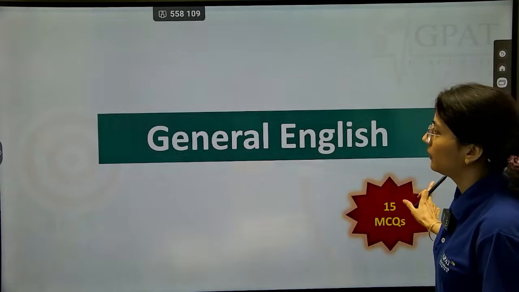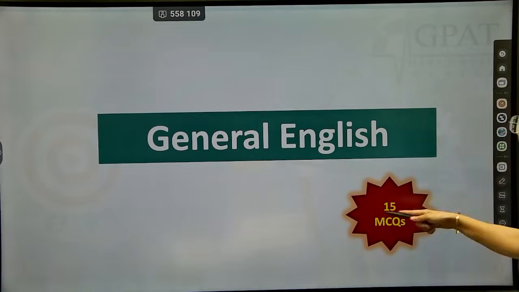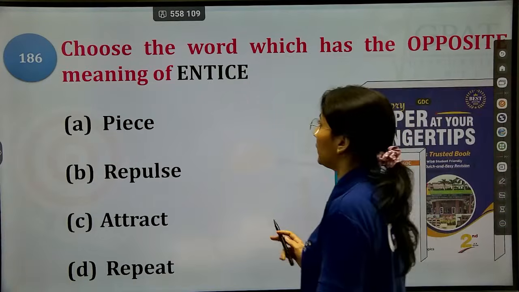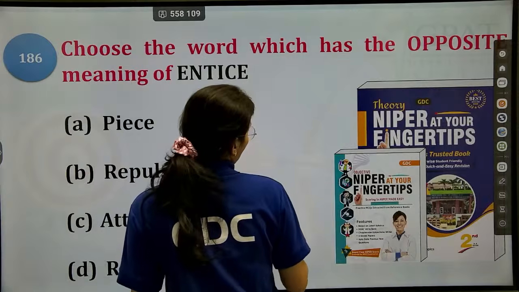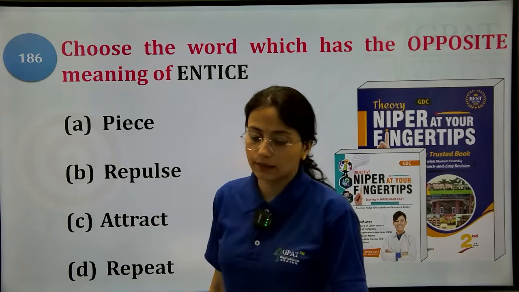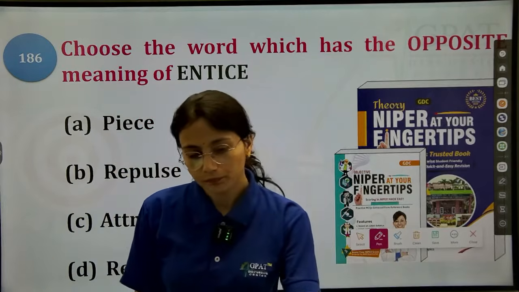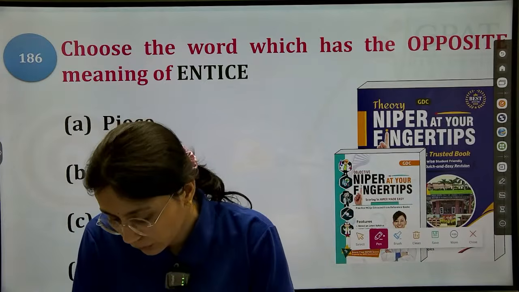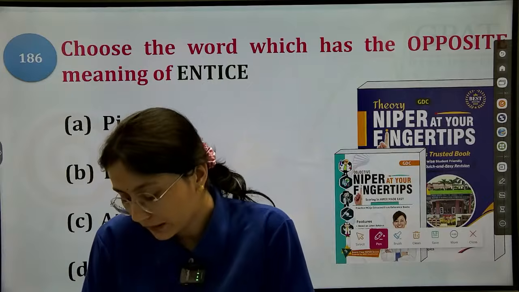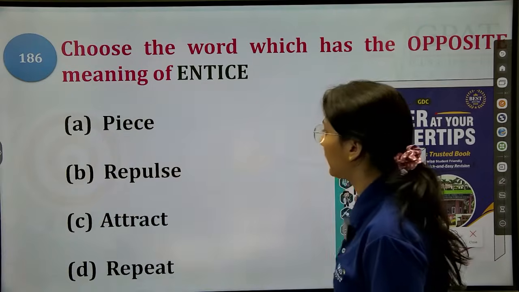Next, now some general English questions. Choose the word which has the opposite meaning of entice. Entice is to attract or tempt someone to do something by offering them something pleasant or advantageous.